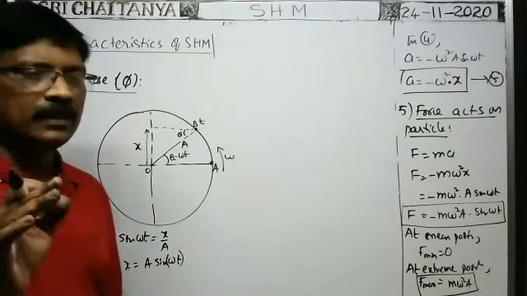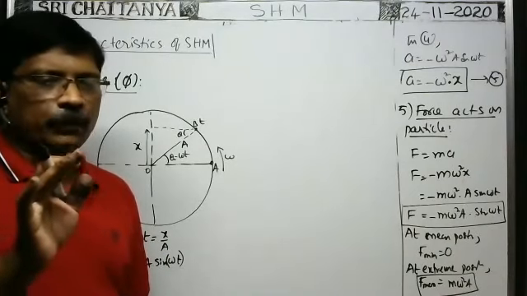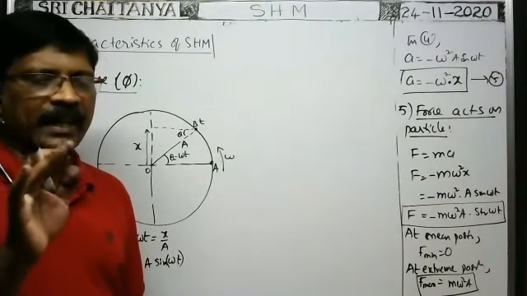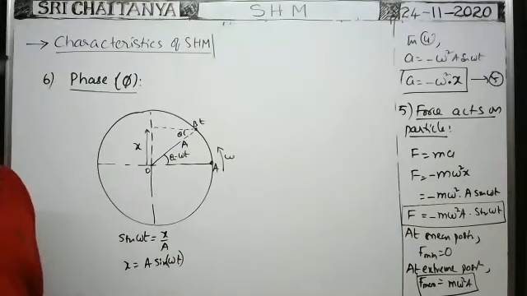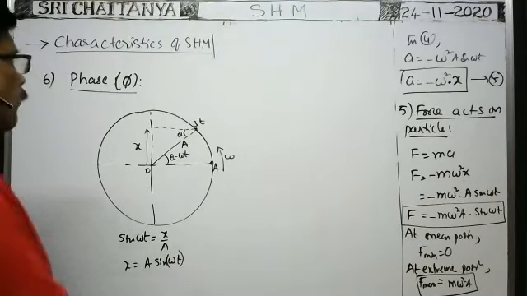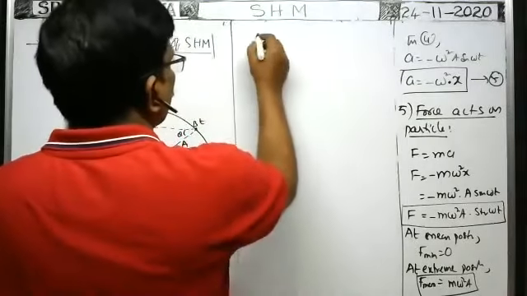So phase means it is the physical quantity which represents the position and direction of motion of the particle in SHM at any instant of time. Okay, that is called the phase angle or simply phase.